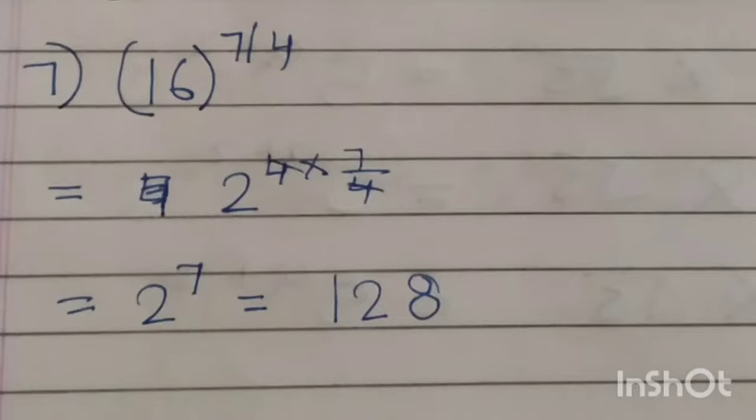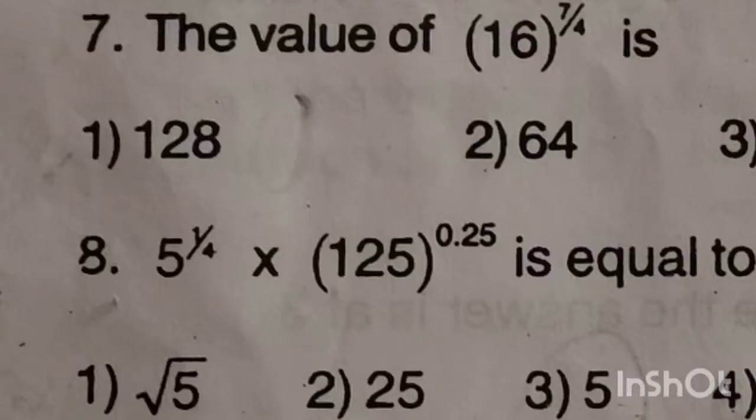And we don't want the number in fraction or decimal, so for that we have to convert it to 2 to the power 4, so that you can easily cut 4 and 4. So it will result into 2 to the power 7, which is 128. So the answer for the seventh one is the first option, 128.